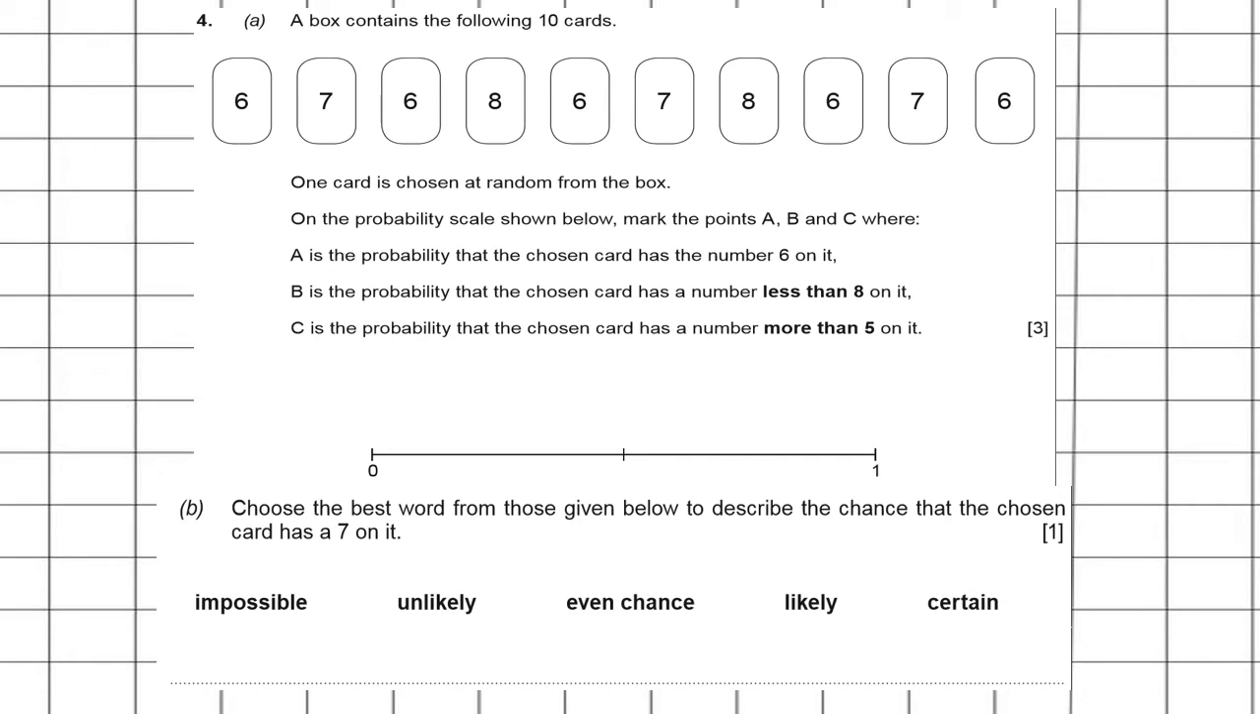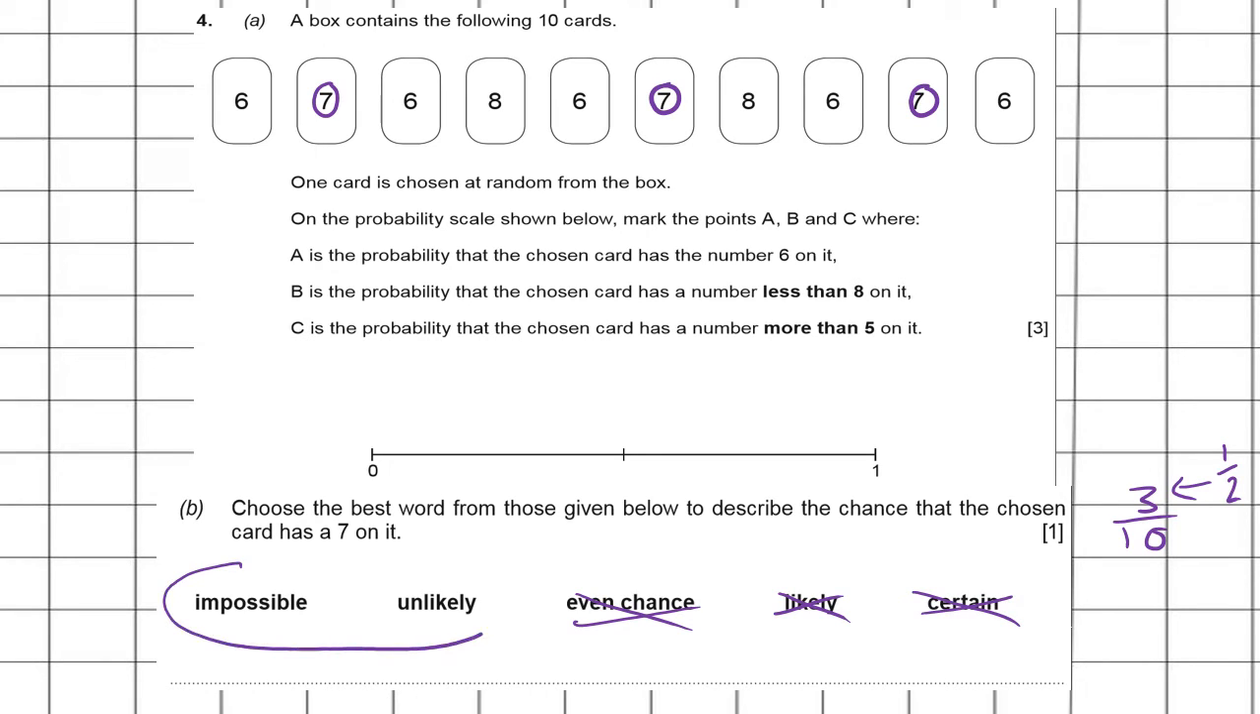Okay, part B. Choose the best word from those given below to describe the chance that the chosen card has a 7 on it. Okay, so how many 7s do we have? 1, 2, 3. So 3 over 10. Not a very high chance, so it's less than a half. So it's not going to be an even chance, is it? So therefore not likely and not certain. Is it impossible? Nope, because there are some 7 cards. So therefore the answer is unlikely.